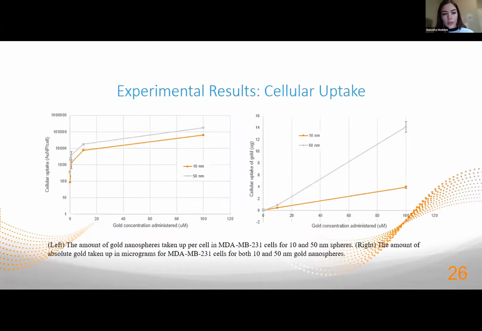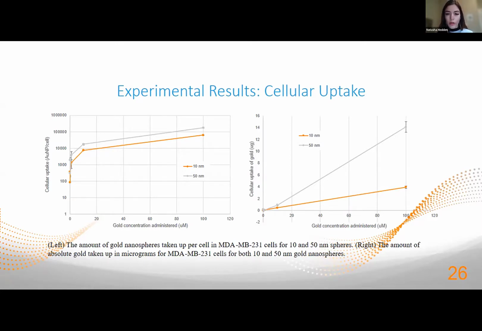Next slide, please. So essentially, these are the results. On the left, we have the gold nanoparticles per cell for both 10 and 50 nanometer particles or spheres. And we can see that they follow the same trend for uptake. So the 50 nanometer does exhibit higher cellular uptake overall, which is expected and agrees with theory.